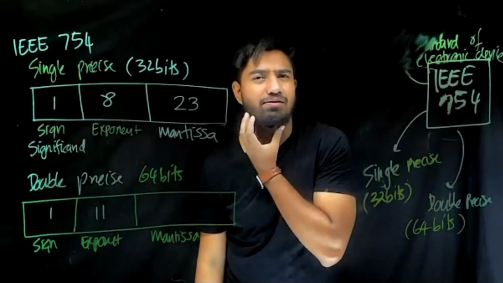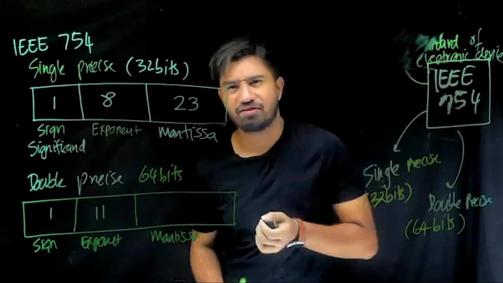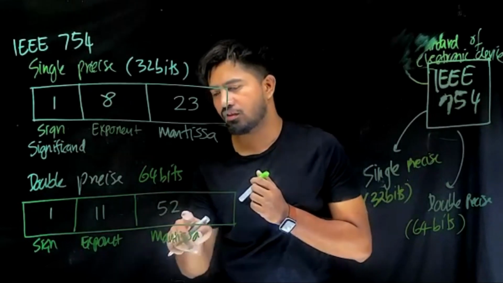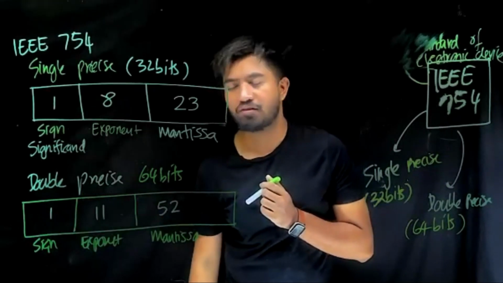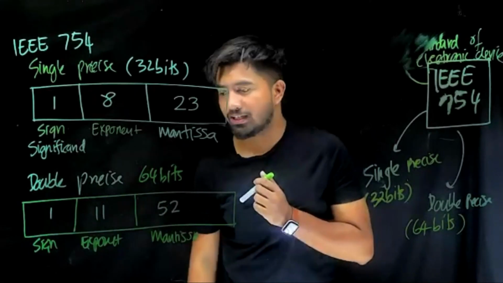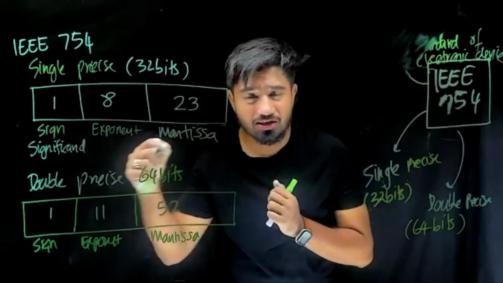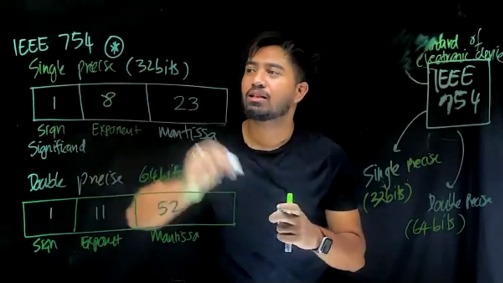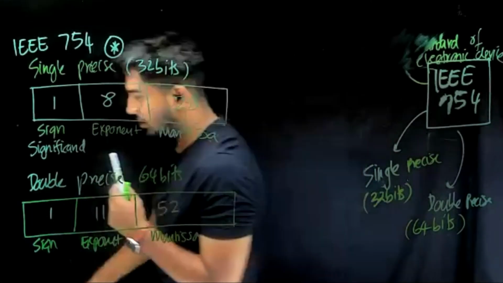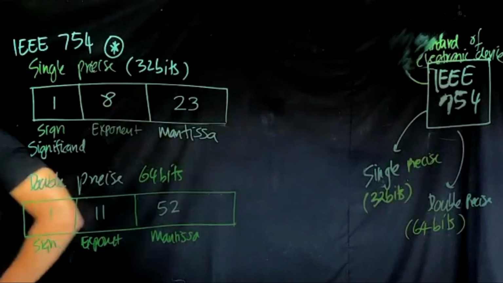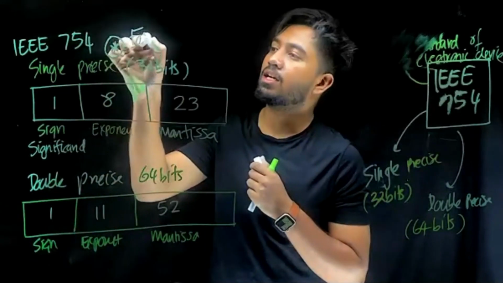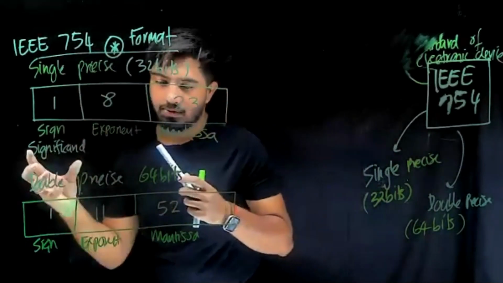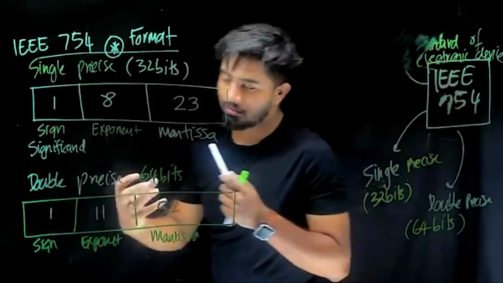In total you have 64 bits. 64 minus 12 is 52 bits. 52 bits are used for the mantissa. In A level, we will be learning only single precision. That is the IEEE 754 format: single precision, double precision, 32 bit, 64 bit, the standard structure.